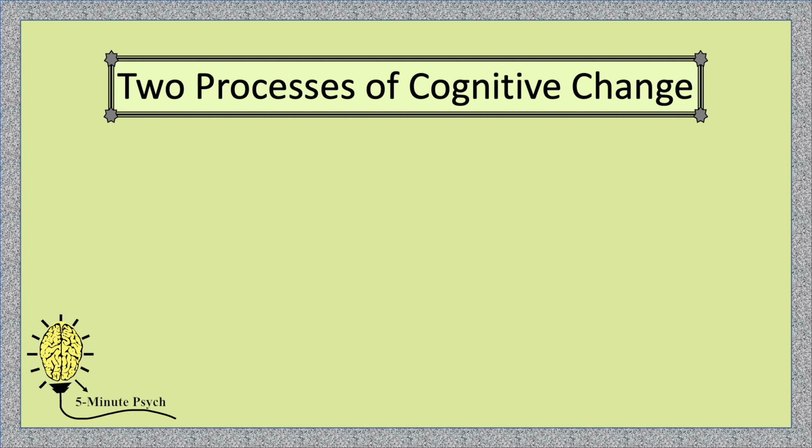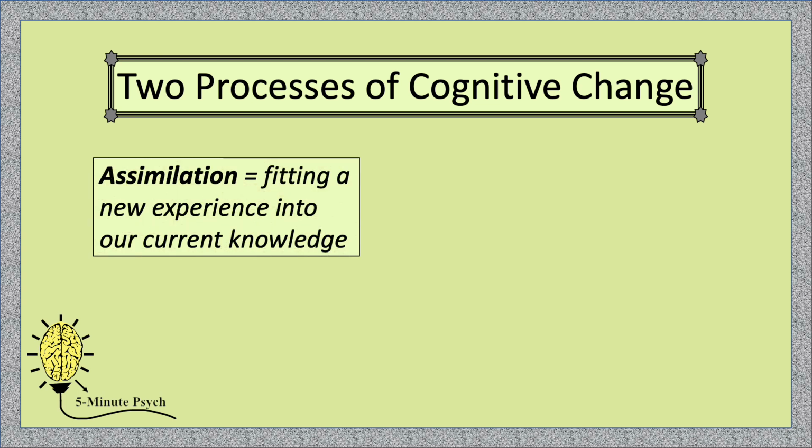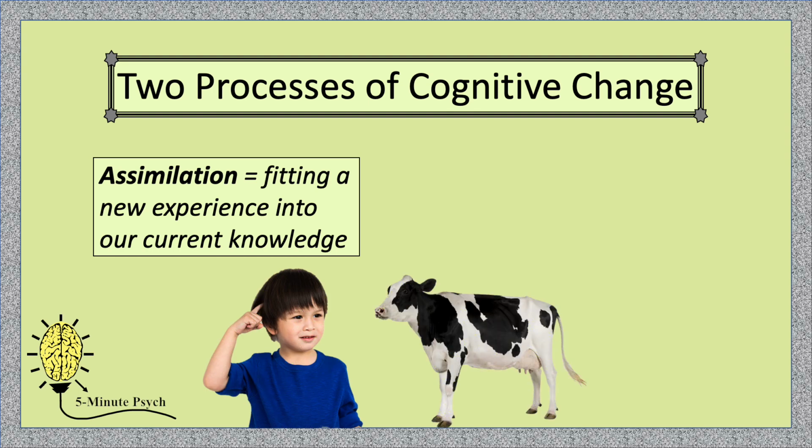Well, Piaget believed that there are 2 processes of cognitive change, assimilation and accommodation. With assimilation, we try to fit a new experience into what we already know. For example, suppose a child sees a cow for the first time, and not knowing what a cow is, the child tries to fit the cow with something that they already understand, like thinking maybe it's a horse. After all, it has 4 legs, it's large, has fur, found in a field, must be a horse.